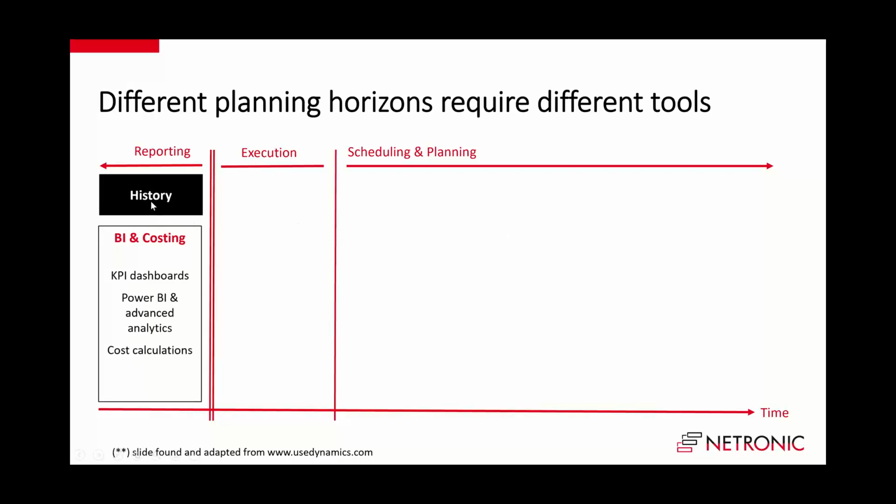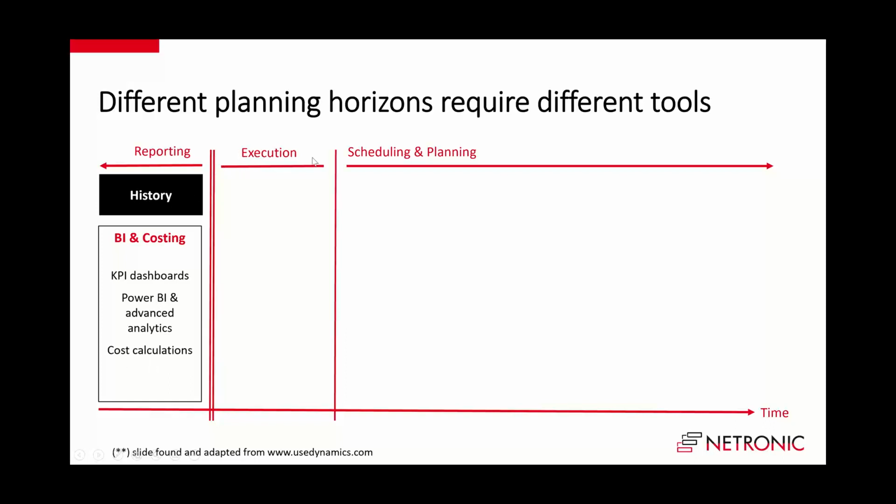So for reporting, obviously, you look into the history and there you need tools like BI and costing. You have KPIs and dashboards. Power BI is awesome. You need to do some cost calculations. But this, looking back, is nothing that you should expect from the planning or scheduling software. We won't give you KPIs to look back. We won't give you data on cost calculation. This is a different purpose, different tools.